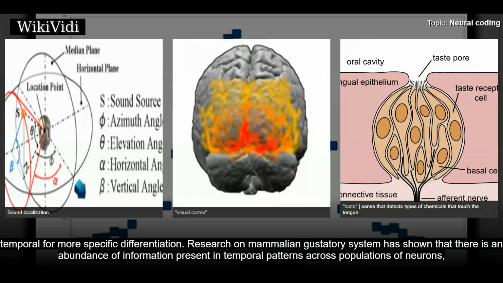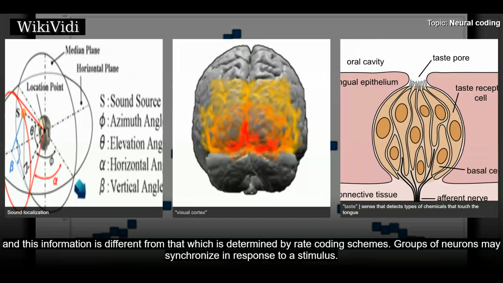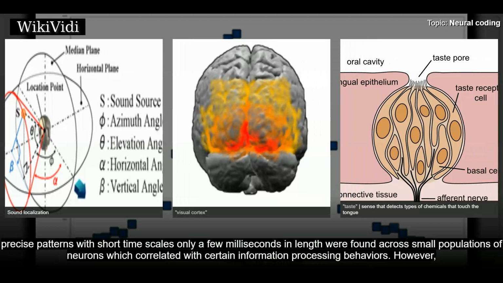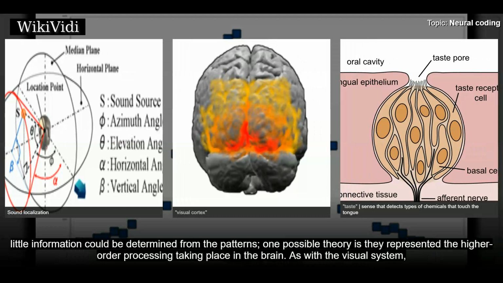Research on the mammalian gustatory system has shown that there is an abundance of information present in temporal patterns across populations of neurons, and this information is different from that which is determined by rate coding schemes. Groups of neurons may synchronize in response to a stimulus, in studies dealing with the frontal cortical portion of the brain in primates. Precise patterns with short time scales, only a few milliseconds in length, were found across small populations of neurons which correlated with certain information processing behaviors. However, little information could be determined from the patterns. One possible theory is they represented the higher order processing taking place in the brain.